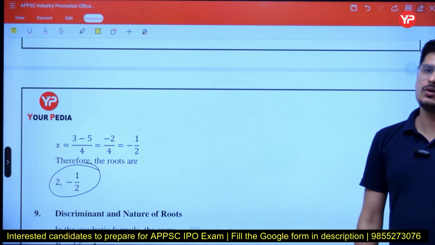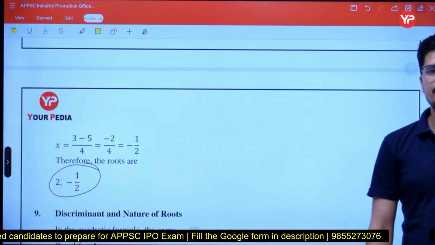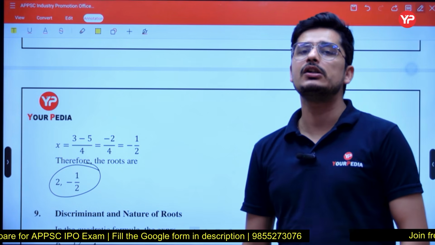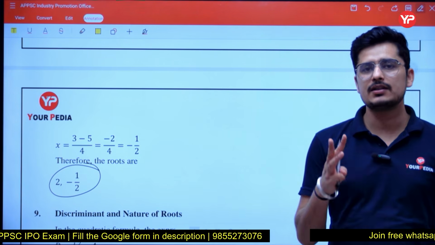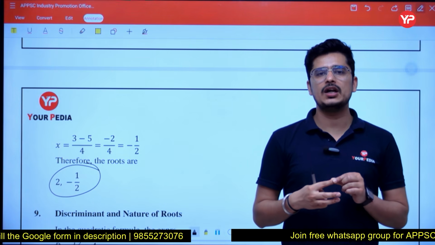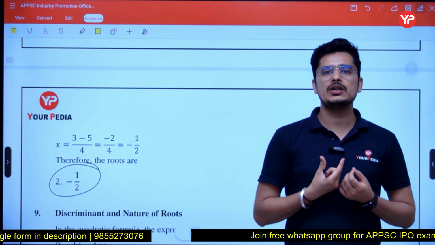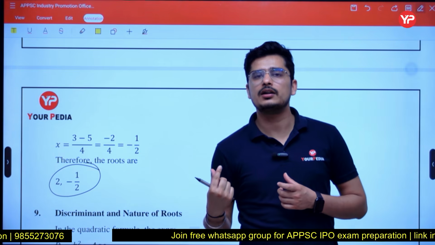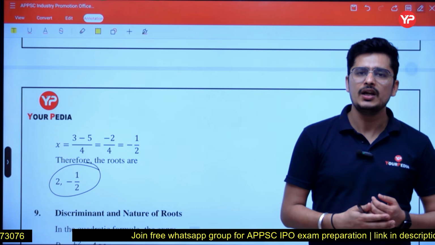So these are all three methods with the help of which you can calculate the root of any given equation. First method is factorization. In that one, we will take the factors of the constant term such that their sum or difference is equal to the middle term, right? Another one is the squaring method.